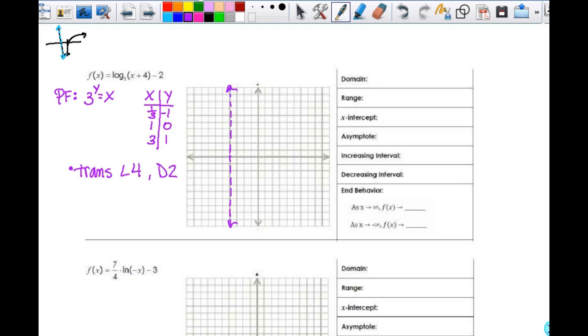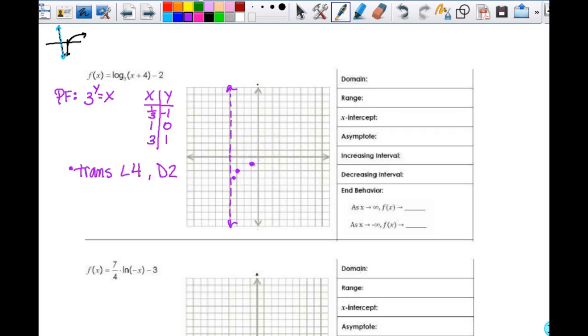And then I start with these points. When I'm at x is 1/3, y is -1. And then I'm going to go to the left 4, 1, 2, 3, 4, and down 2. So I end up right there. Then when x is 1, y is 0. Go left 4, 1, 2, 3, 4, and down 2. All right, so then when x is 3, y is 1. Go to left 4 and down 2.